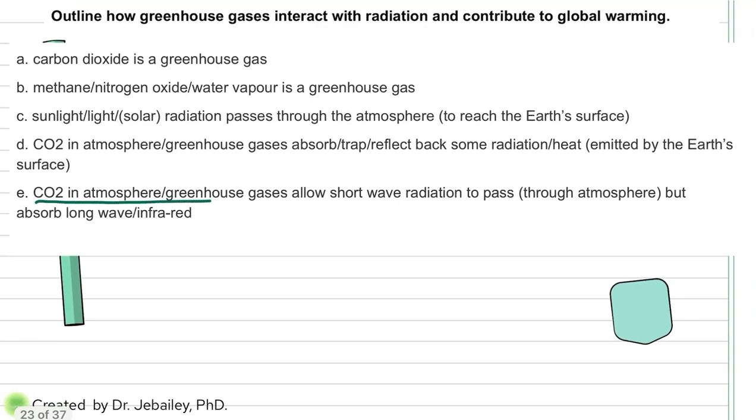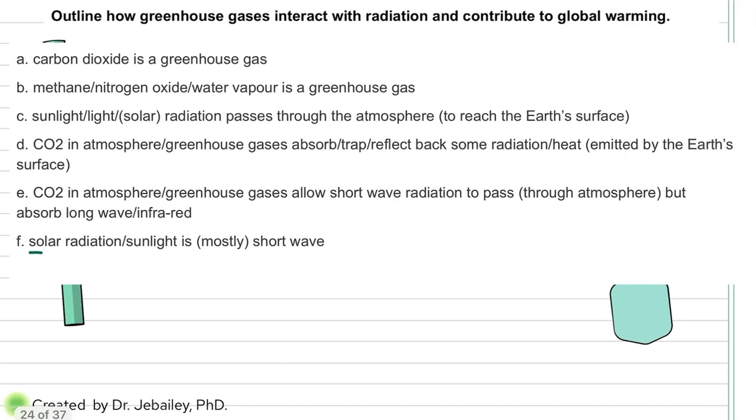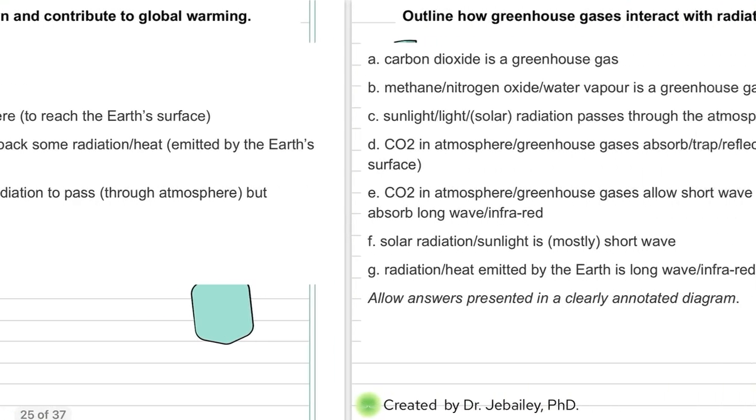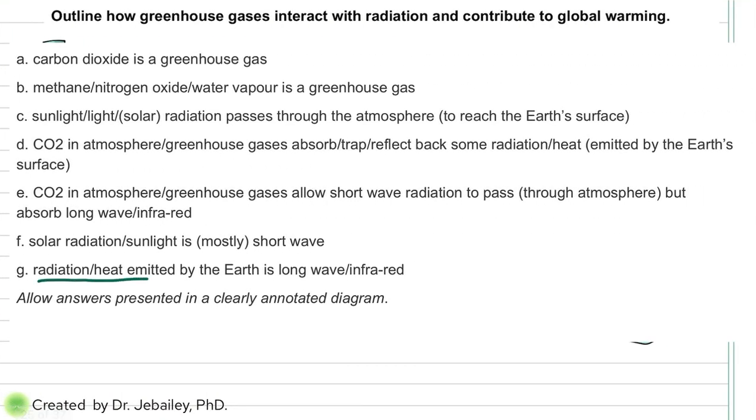Then the greenhouse gases in the atmosphere allow short wave radiation to pass through, but the long wave infrared is absorbed. So you see, this is just mentioning the sun releasing the short wave towards the earth. They go through. However, the long waves are trapped by the greenhouse gases. So this is just explaining the greenhouse effect. Solar radiation, sunlight, is short wave, and radiation heat emitted by the earth is long wave. So you can see that, again, it allows answers presented clearly. It's explaining the entire process all over again.